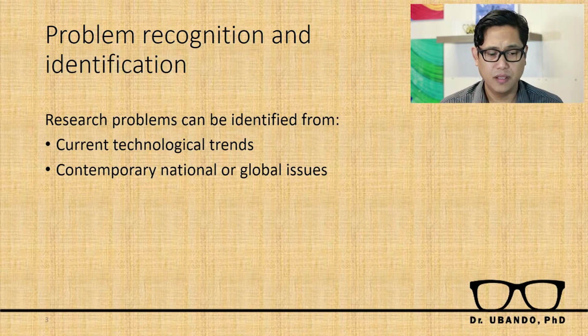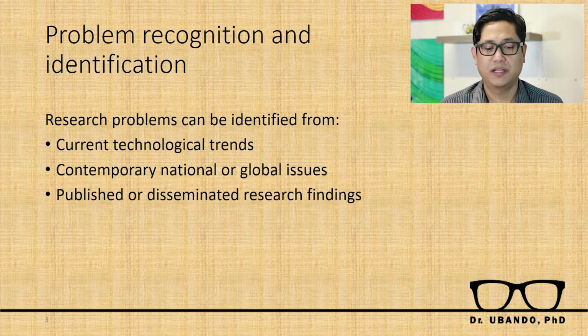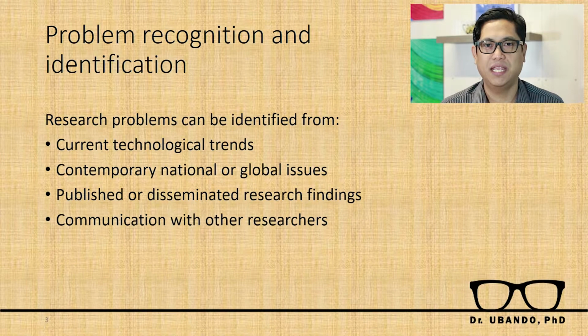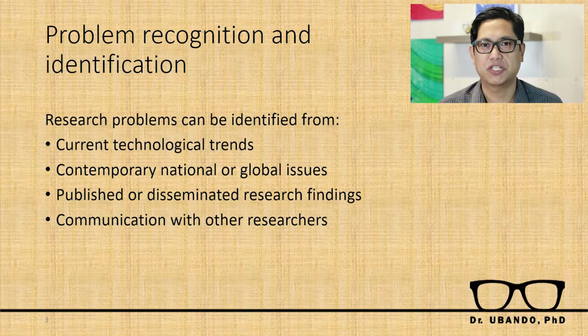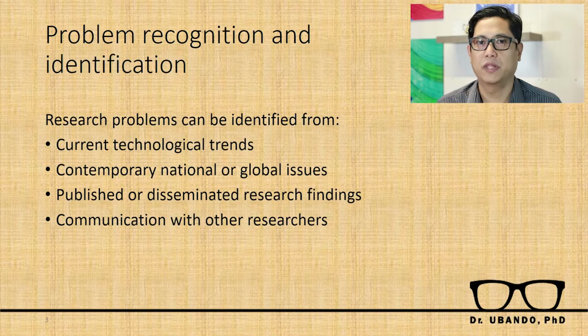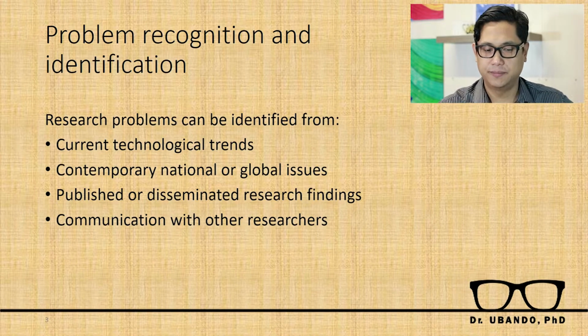Next, we may look at published research findings or disseminated research findings. We can look at journal publications as a source of our problem statement. Also, we can communicate with other researchers, especially those specializing in a specific field of study. We may want to network with other researchers abroad, or in fact, even in our country. We can also communicate with other researchers working on, say, renewable energy or mechatronics.